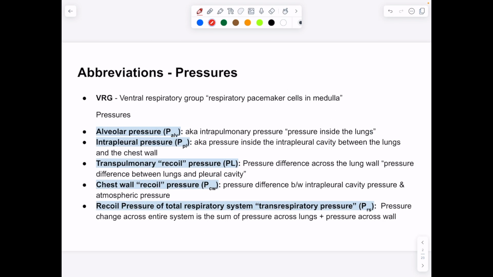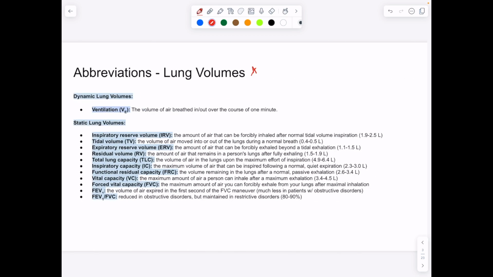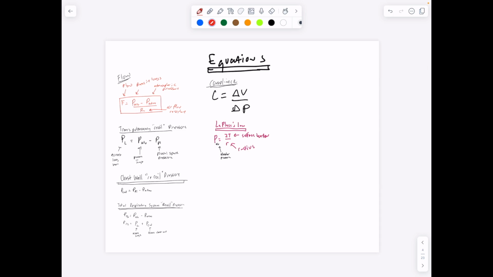All right, then for the rest of this, we have a lot of different abbreviations. Honestly, I think the abbreviations are the hardest part, so I just put these here so they can be referred to easily. There's quite a few of them. We have our equations here. This isn't the prettiest slide, but it is what it is.